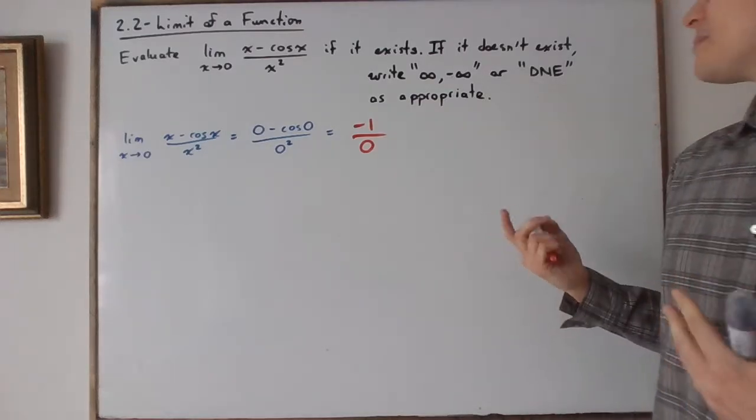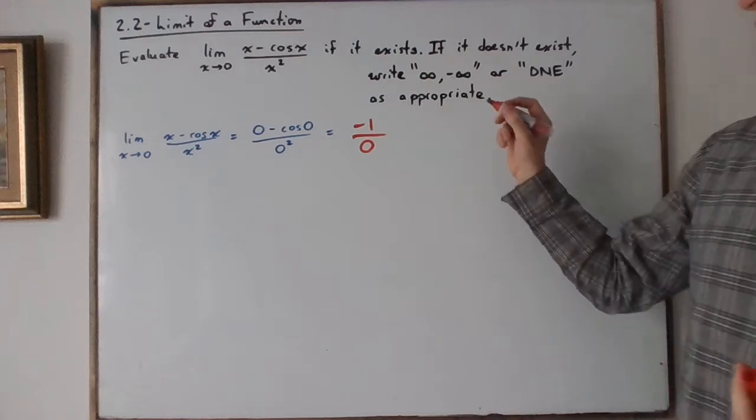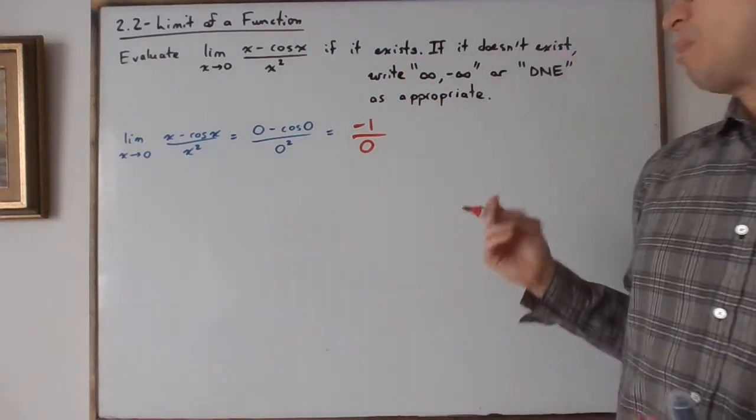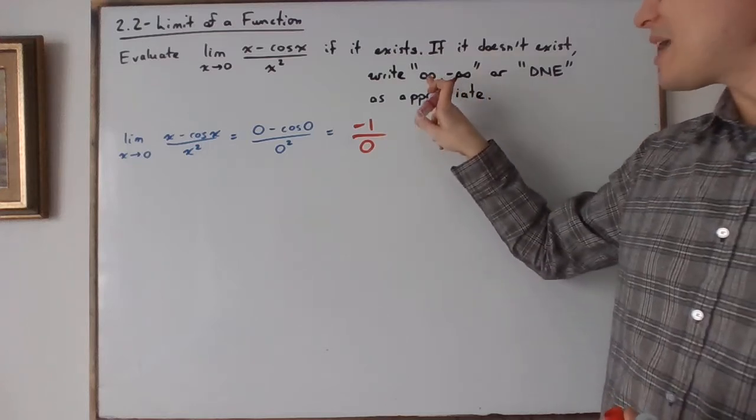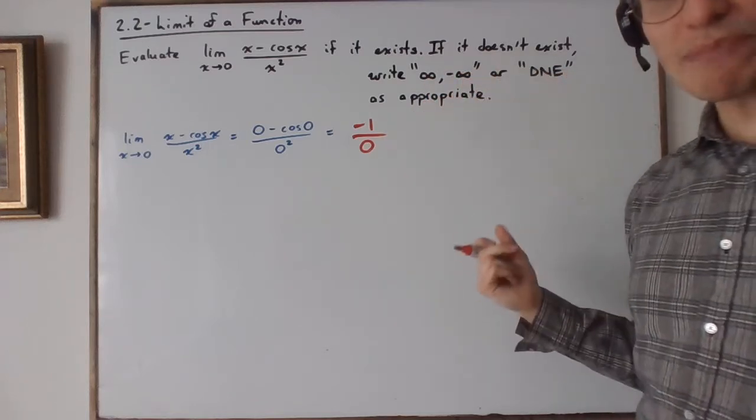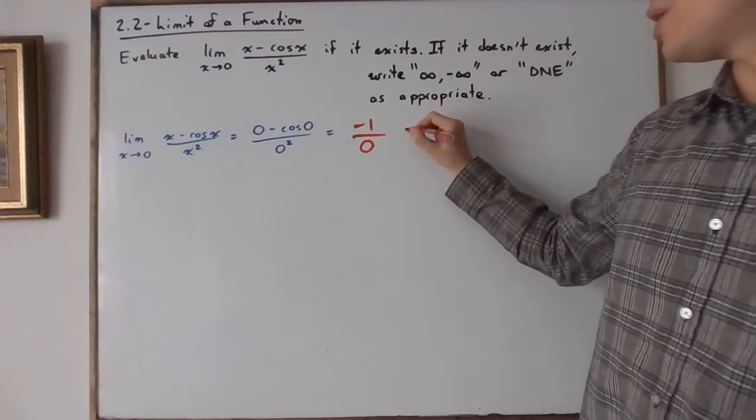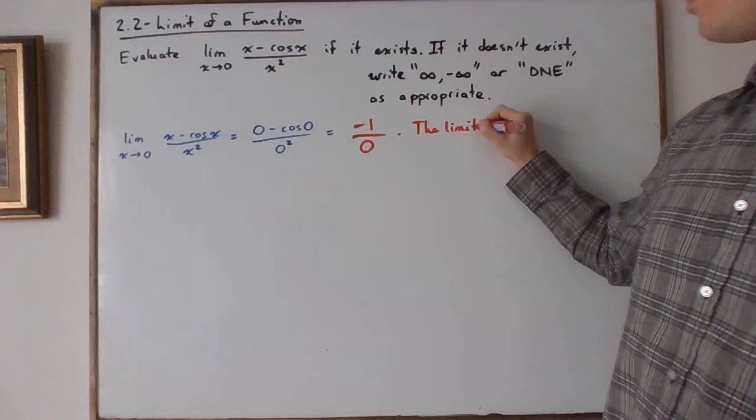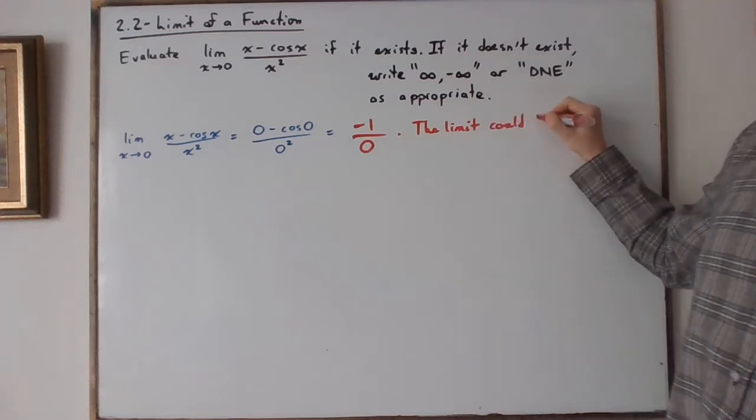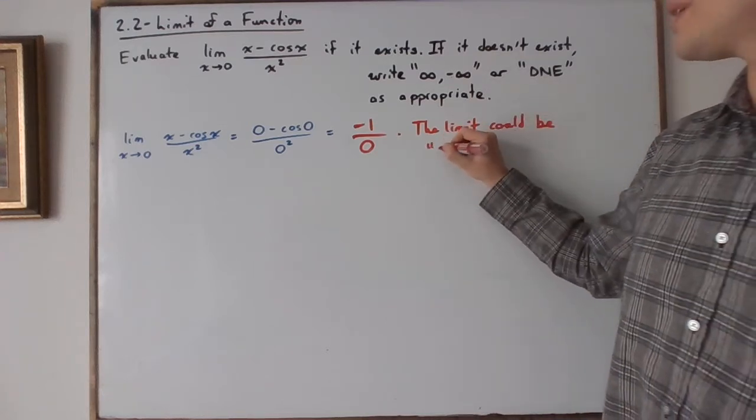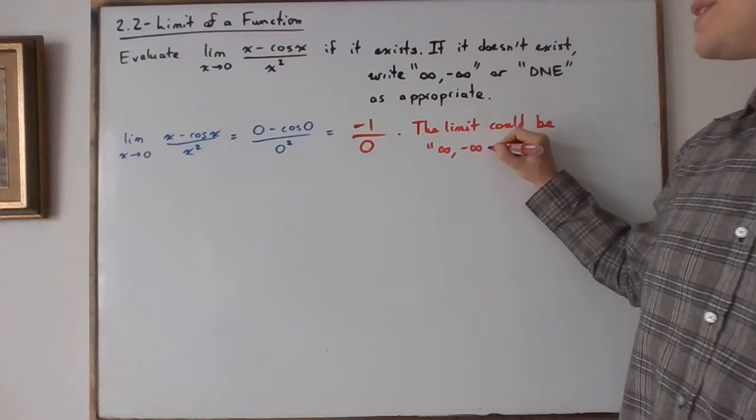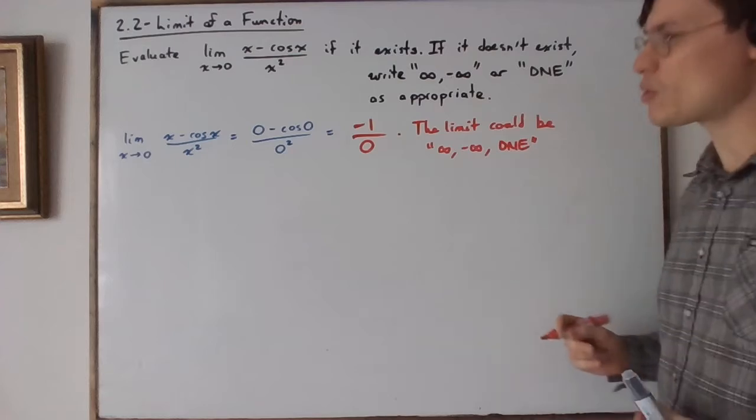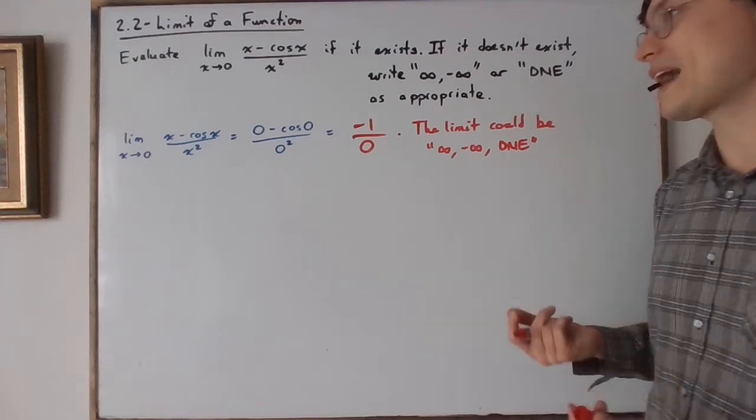So what does it mean? It means that the limit does not exist. First of all, it means that. But the problem is that now we have to distinguish between these three possibilities. So I will write that. The limit could be infinity, negative infinity, or does not exist. So we have to determine which one of these three possibilities we have.